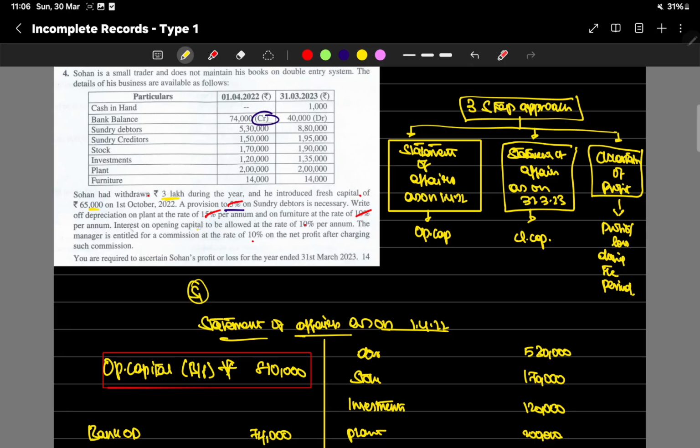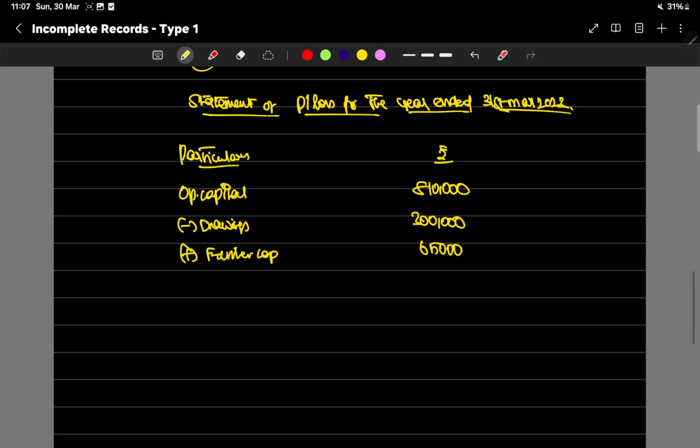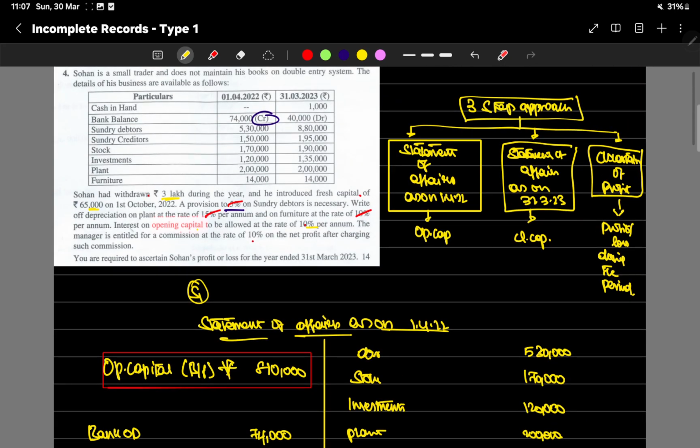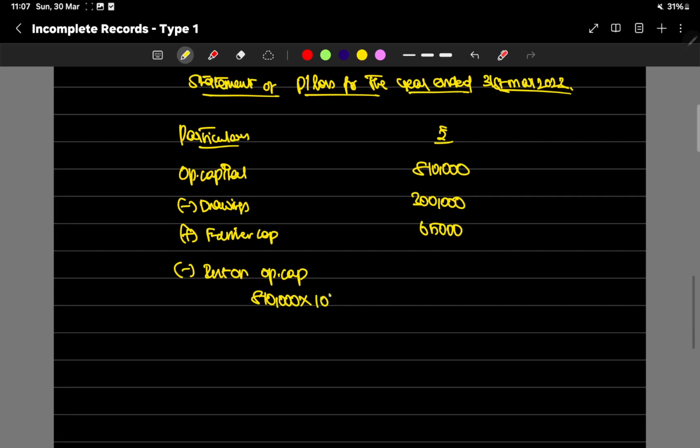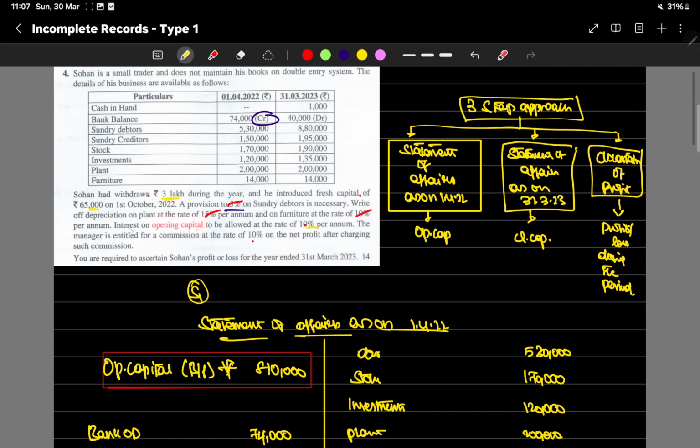And then any other information? Interest on capital has to be provided. Interest on opening capital. See, we should not take the entire capital, we should only take the opening capital at 10% per annum. Deduct interest on opening capital. What's the opening capital? 8,10,000 is the opening capital. 10% is the percentage, which is 81,000 as the interest. Any other details we are given?